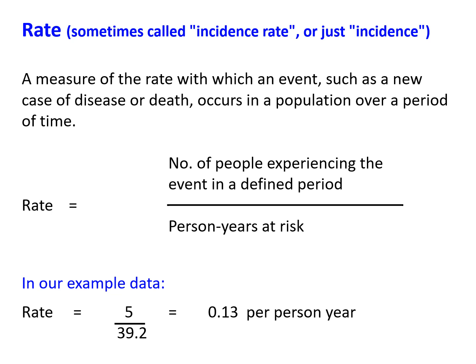So in our example data, the numerator is 5. It's the same as the risk. There's 5 people who developed an event during the follow-up. But the denominator now is the person years at risk for the group. And that in total was 39.2 years. So dividing one by the other comes to 0.13. And this has units of per person year. So it's 0.13 per person year of follow-up is the rate experienced by this group.